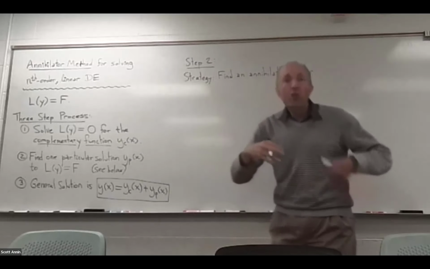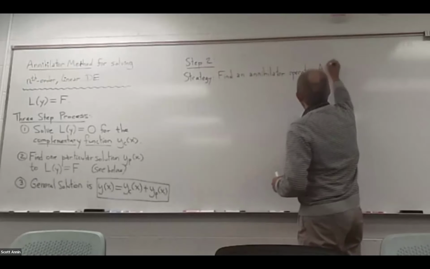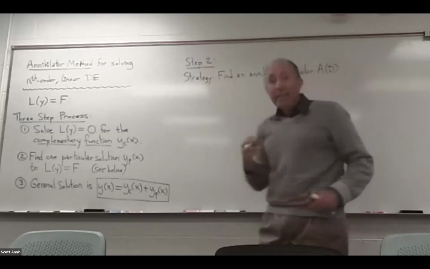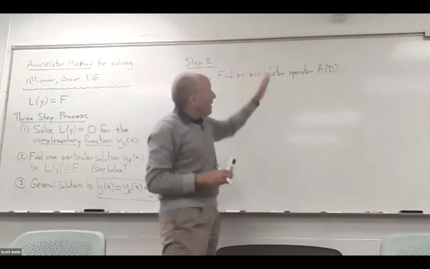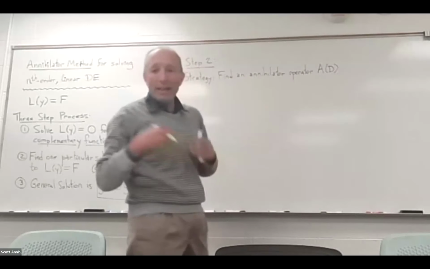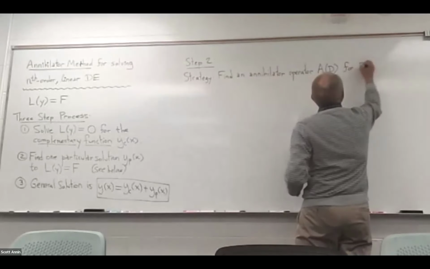That operator involves derivatives. So it's a derivative operator. So we'll call it A of D. Capital D is my notation for the derivative operator. And we're going to try to find an annihilator operator for the function capital F.